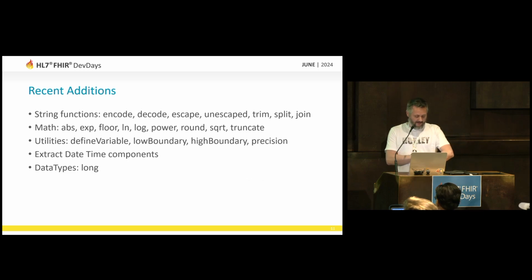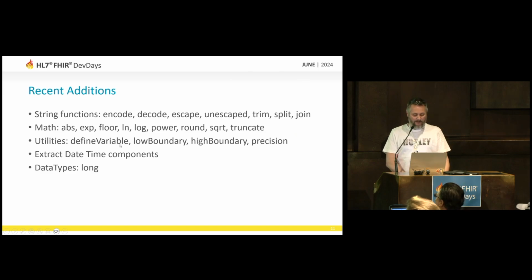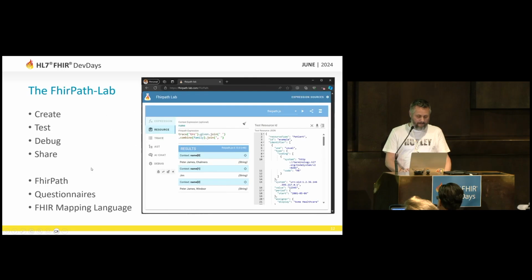So, recent additions. We have string functions we added: encode, decode, so you can do base 64 encoding or decoding, which is really nifty. A couple of others, escaping, unescaping, and my favourites, trim, split, and join. So how many people have always wanted that? Yeah, me. Yay. Here's another one: define variable, which is the thing that introduces variables at a point. Please come and ask me about that. I love it, but when you need it, you need it. Otherwise, you can ignore it. And that data type. Cool.